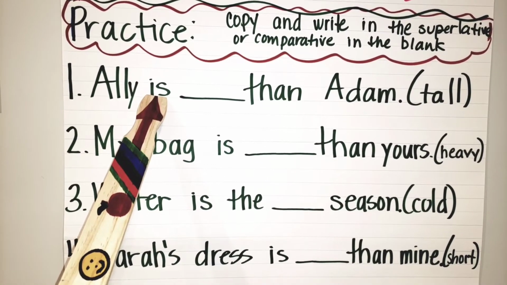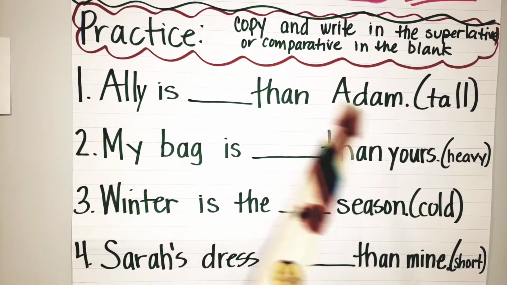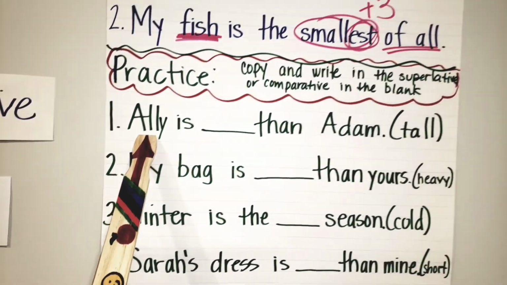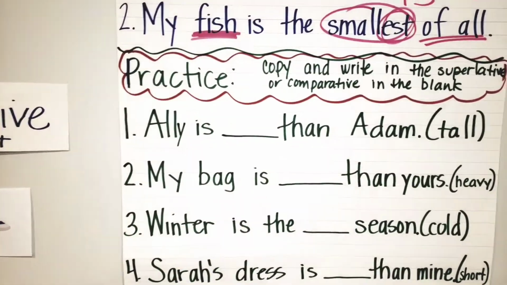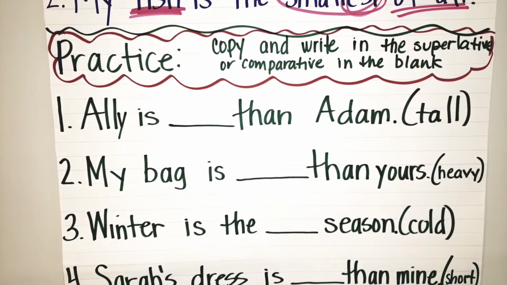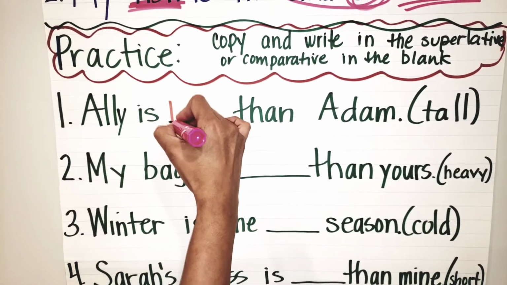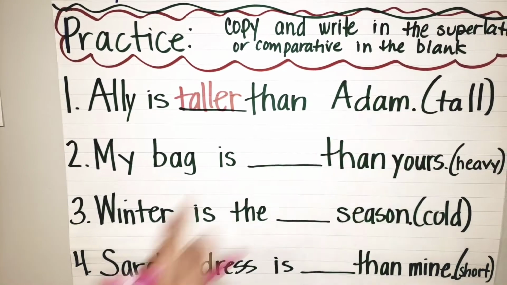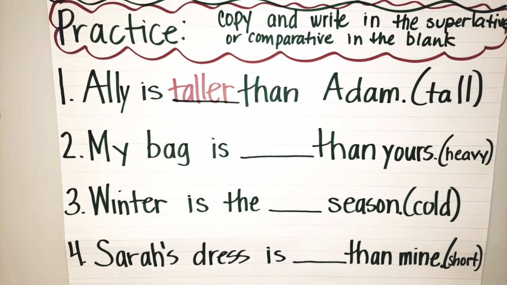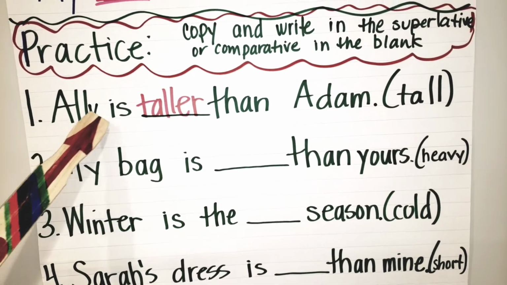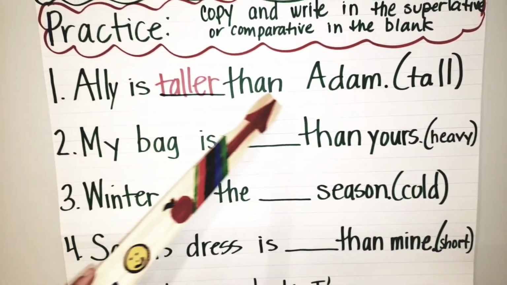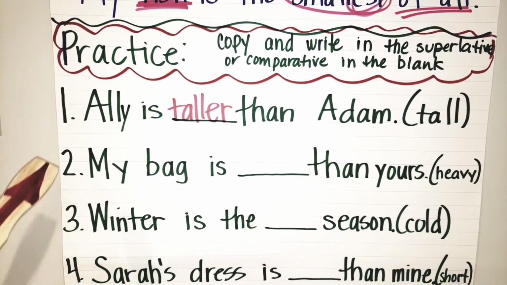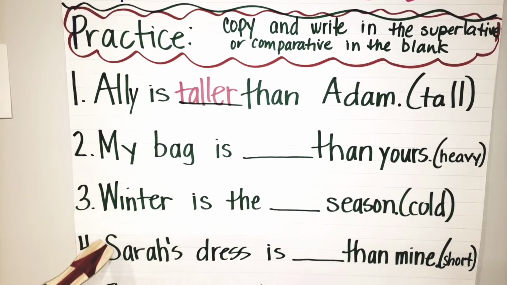you're right. I love that, Eva. Good job. It is taller because I'm comparing 2 people, Allie and Adam. Good. So Allie is taller than Adam. Okay? Let's read it together. Allie is taller than Adam. Beautiful. Okay? So now I want you to work on 2, 3, 4, and 5.